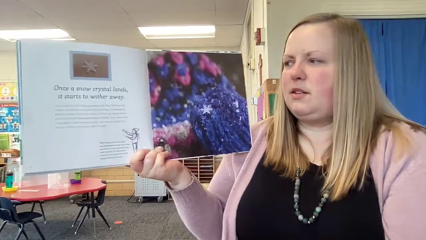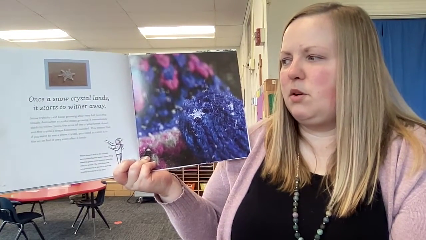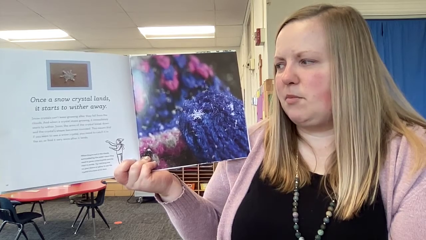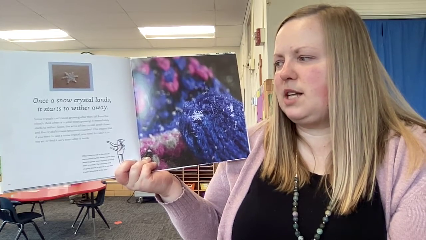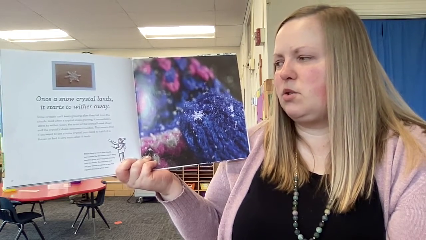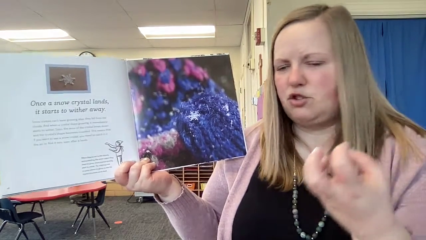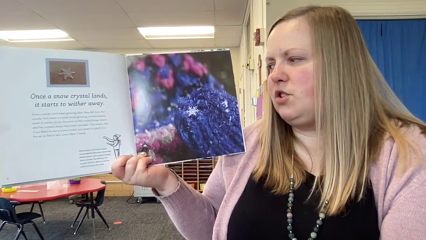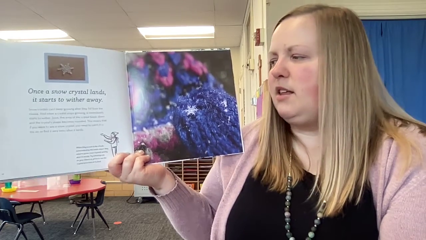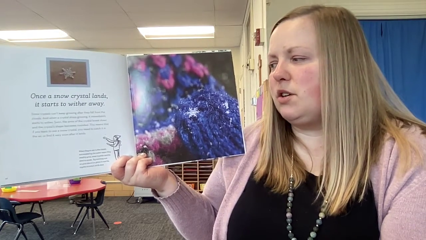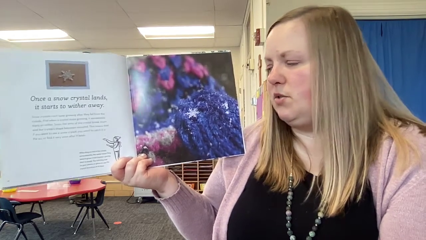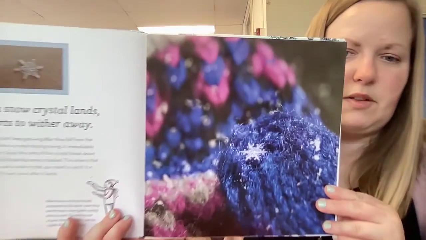Once a snow crystal lands, it starts to wither away. Snow crystals can't keep growing after they fall from clouds. And when a crystal stops growing, it immediately starts to wither. That means like shrink. Soon the arms of the crystal break down and the crystal shape becomes rounded. This means that if you want to see a snow crystal, you need to catch it in the air or find it very soon after it lands.